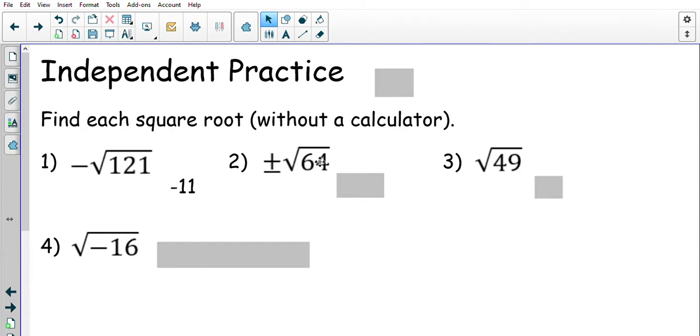Plus or minus square root of 64. 8 times 8 gets me 64, so this is plus or minus 8. We already saw square root of 49, that's 7.